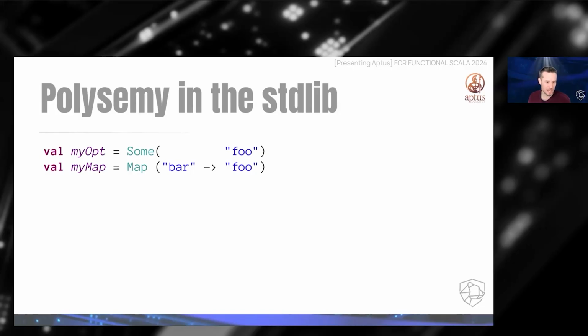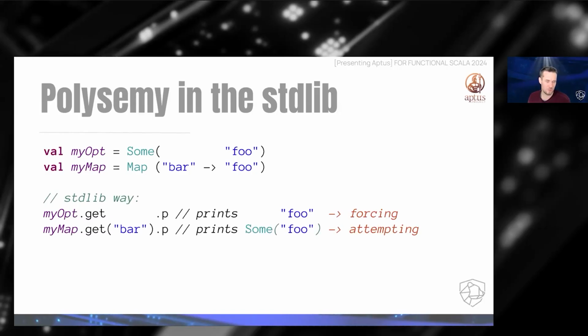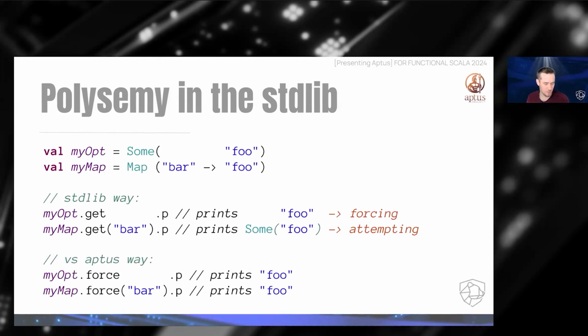So let's consider these two guys. One is an option, the other one's a map. The standard library's way to get values from them is to use the word get. And in the first case, you're forcing the value. And in the second case, you're attempting to get the value, which returns an option. So if you do it with Aptus, you'll use force in both cases and there'll be no ambiguity, basically.